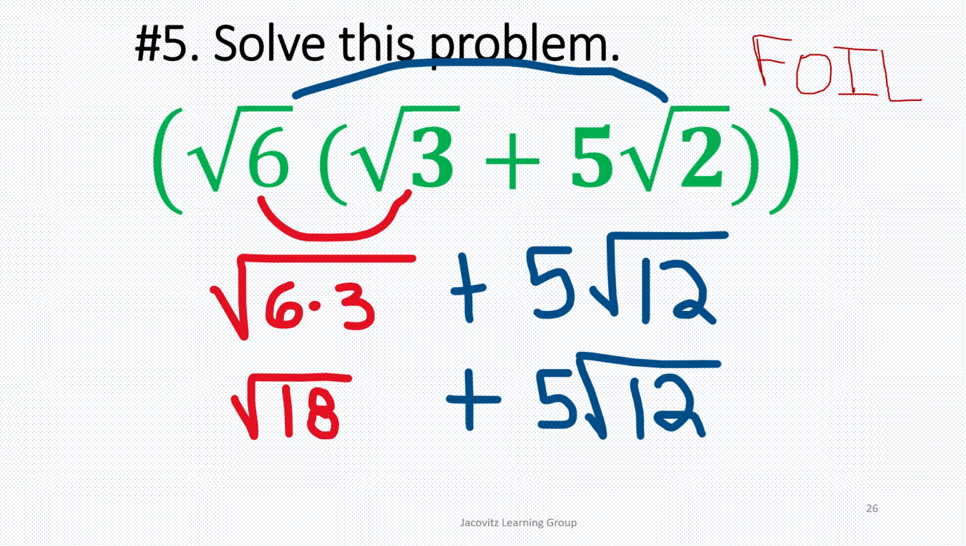So you took a look at this and you had 6 times the square root of 3, and all I did was just go ahead and combine the square roots first. Then you had 6 times square root of 2. Why didn't I go 6 times 5 is 30? Because it's not a like term.